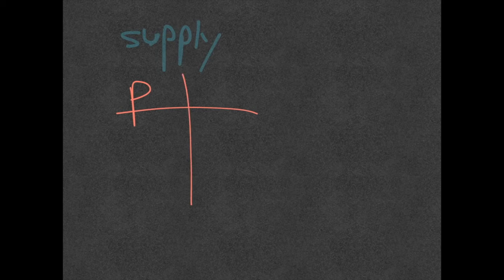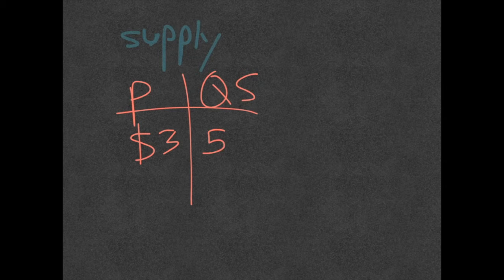You could have a supply schedule, and any given schedule would actually have price on it. And for a supply schedule, it would have quantity supplied. So for, say, milk, a producer could sell it for $3, and if it sold for $3, they would make 50 gallons. That's just an example.